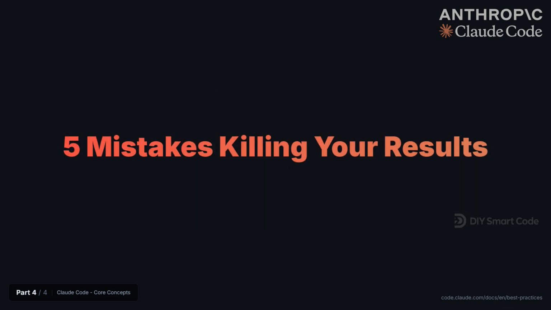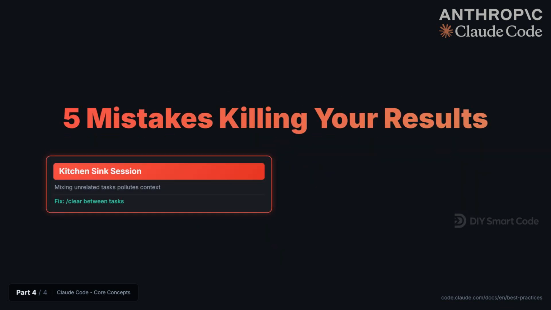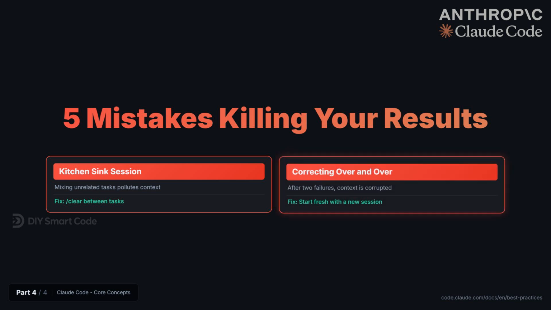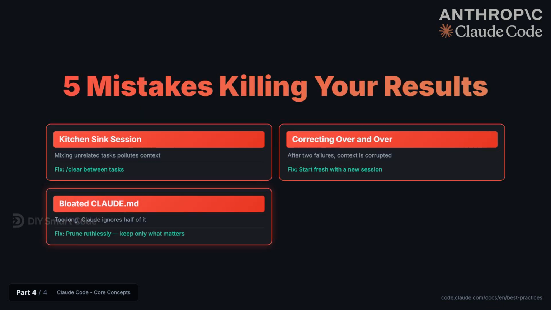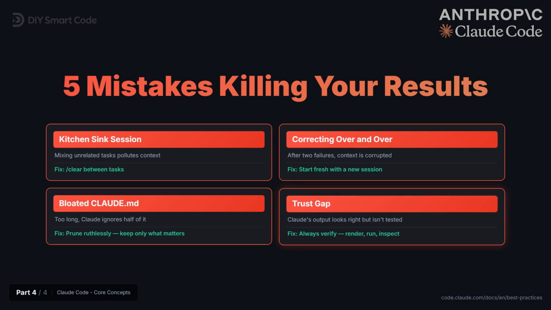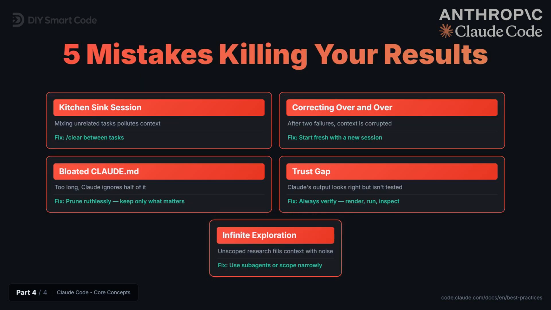Different branches, different contexts, 0 interference. 5 mistakes killing your results. The kitchen sink session, mixing unrelated tasks, pollutes context. Fix: /clear between tasks. Correcting over and over. After 2 failures, start fresh. The bloated Claude.md. Too long, Claude ignores half of it. Prune ruthlessly. The trust gap. Claude's output looks right but isn't tested. Always verify. The infinite exploration. Unscoped research fills context. Use subagents or scope narrowly.